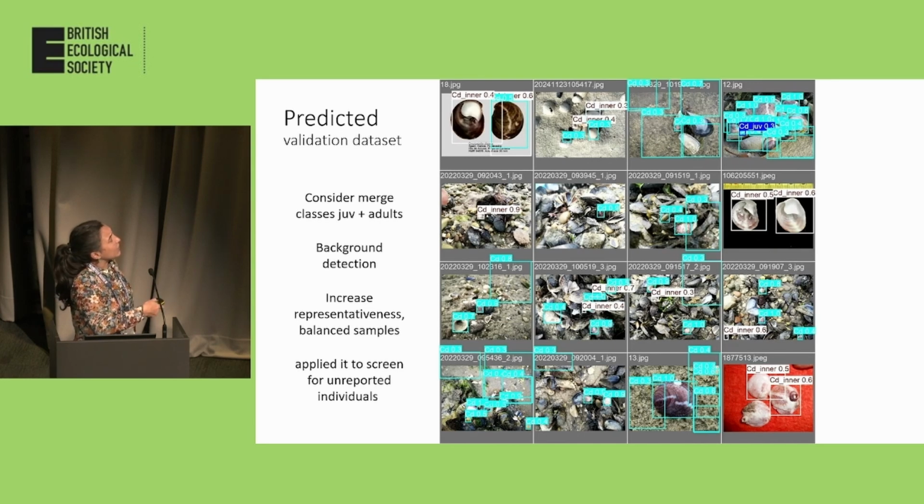The representativeness of the samples, the classes, the background detection, and then our idea is also to use the test validation data set. I already saw, for example, since we collected all the data, there are already 200 observations in iNaturalist we could use as a test data set, and then go after those secondary data with the mussel beds.